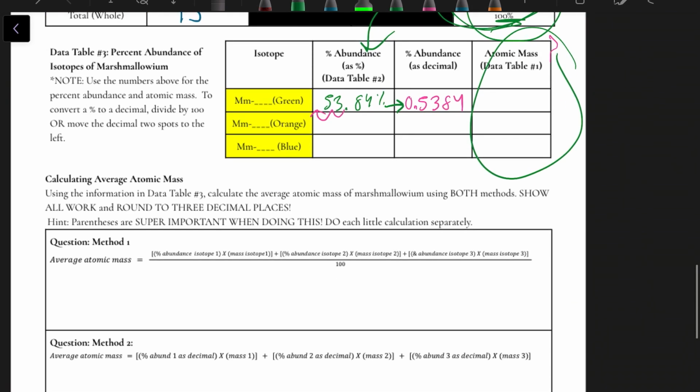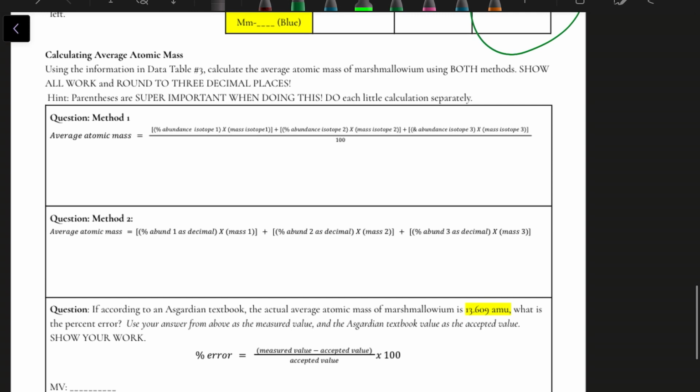Once that's all filled in, you have all the information that you need. You'll plug into this formula and this formula. There are 2 different ways to do average atomic mass. As long as you're familiar with both, that is cool, but you need to be comfortable doing one, but be able to recognize both of them. And then you'll have your actual average atomic mass, and you'll calculate a percent error question. And that is your lab. Have fun.